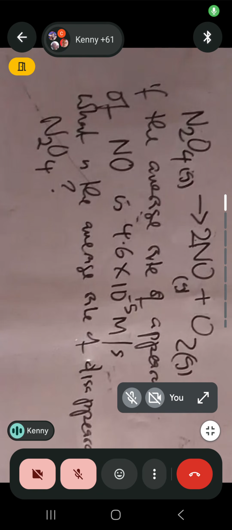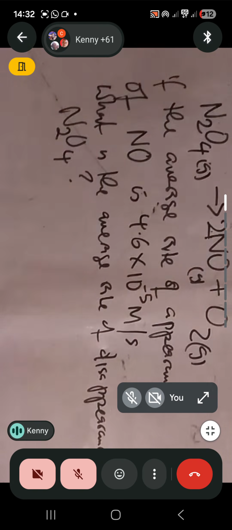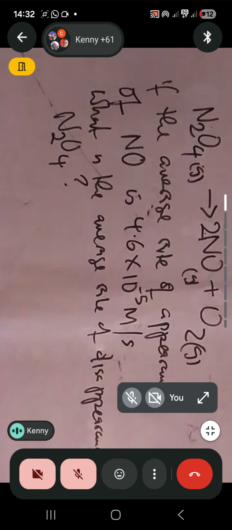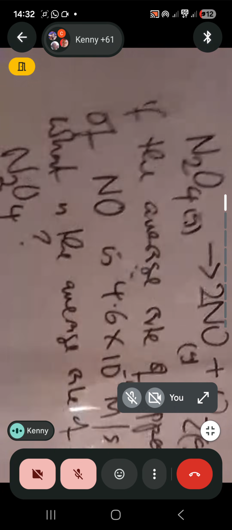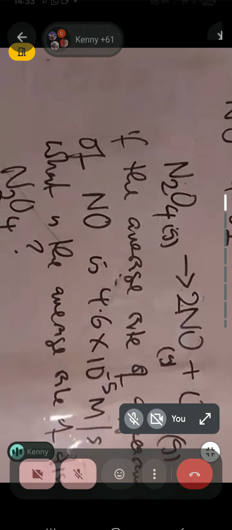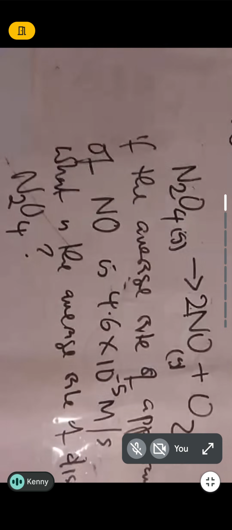5 molar per second was the average rate of disappearance of N2O4. Okay, so now we need to use the stoichiometry of the equation here. From the equation, we can write the rate.